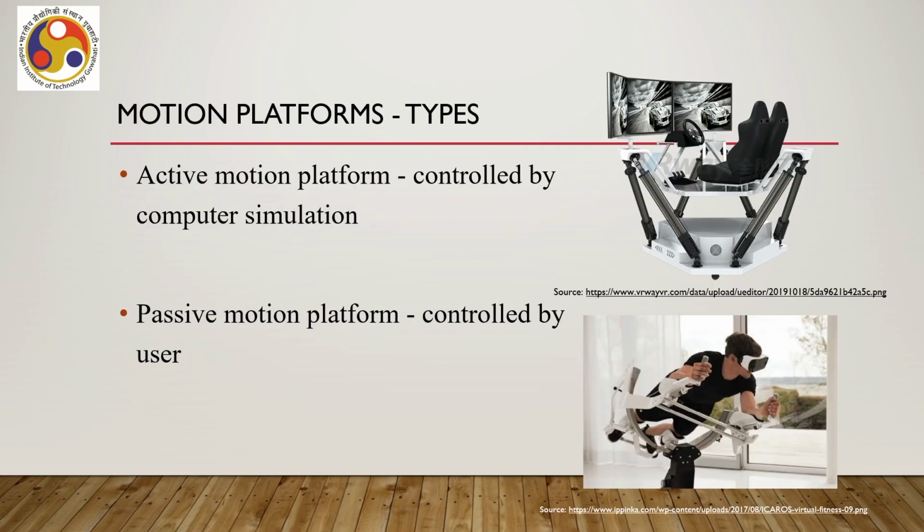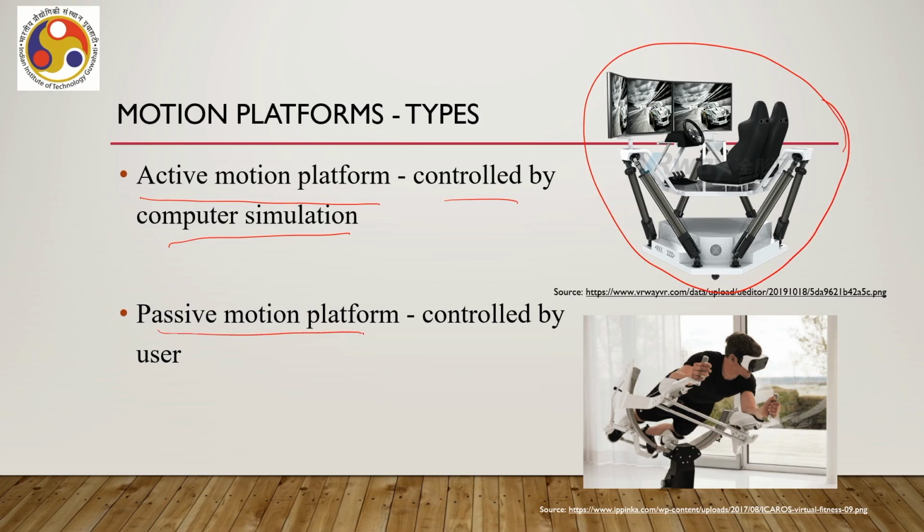So, such motion platforms can be of two types: active motion platform. These are controlled by computer simulation as shown here. So, computer controls the platform, whereas there can be passive motion platform which are controlled by the user. There is no direct computer control here. Passive platforms are likely to result in lesser motion sickness as compared to active platforms.